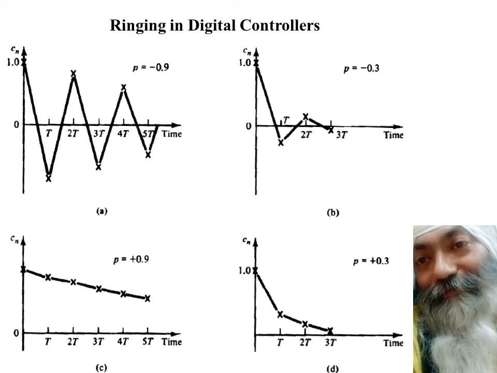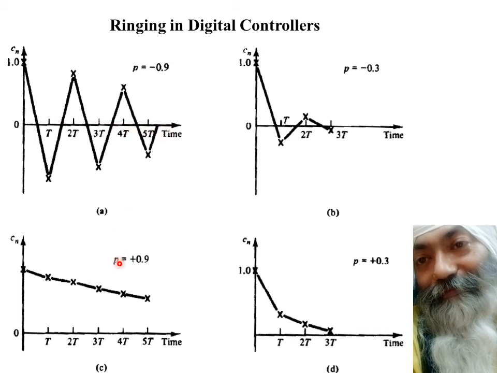What do we see in this slide? You can see that for the value of p equal to minus 0.9, the controller is ringing from here to here: plus up, minus, plus up, and minus, and so on and so forth. Every 1 second, if t is equal to 1 second, it's just ringing like this. It is not a very good situation.